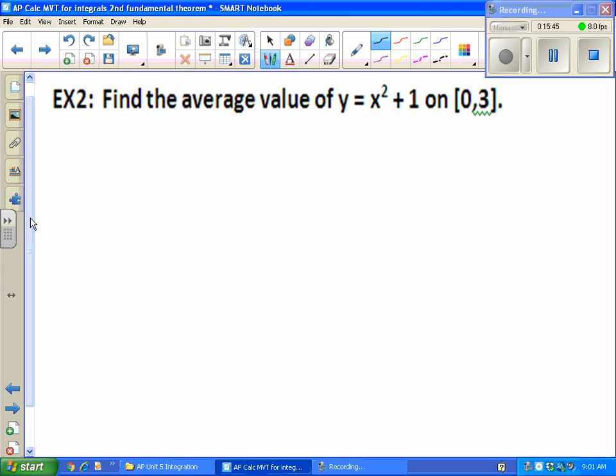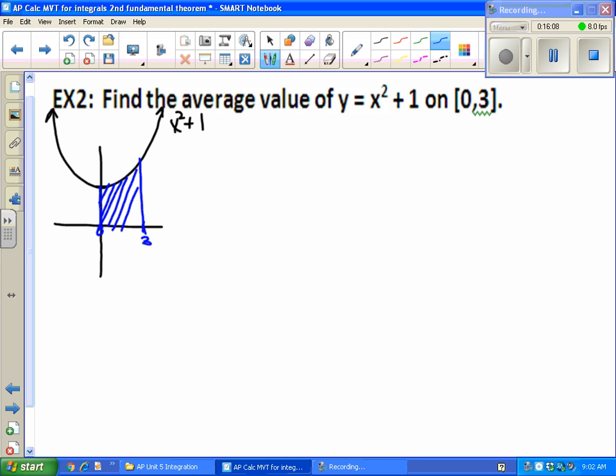So if I sketch out x squared plus 1, is it a parabola that went up 1 unit, and it curves up, right? So that should be x squared plus 1, and I need to evaluate it from 0 to 3. So here I go from 0 to 3. Obviously, this area I cannot do by hand, right? I cannot do the area under the curve because obviously it's curved. So I'm going to have to rely on the fact that I have a mean value theorem that's going to help me find the average value.